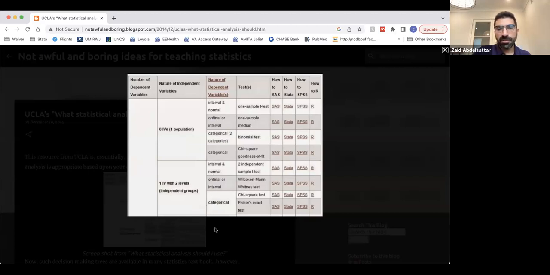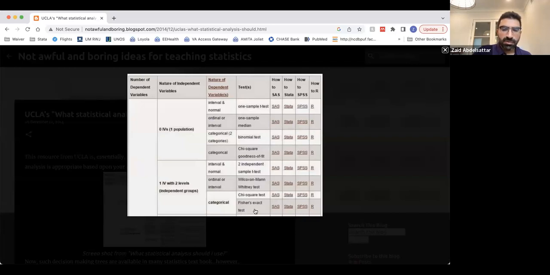So let's say your outcome is death, right? So it's a 0, 1 variable. So that would be categorical, for example, and then you have one independent variable with 2 levels. So let's say you have sex, which is male, female, and death, yes, no. So it tells you that your best test would be a chi-square, for example.